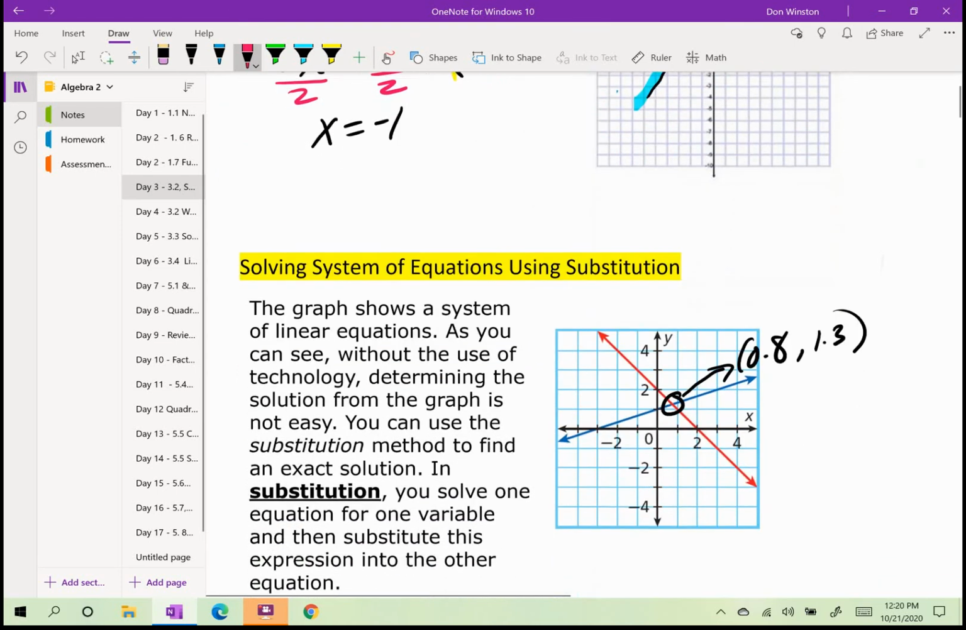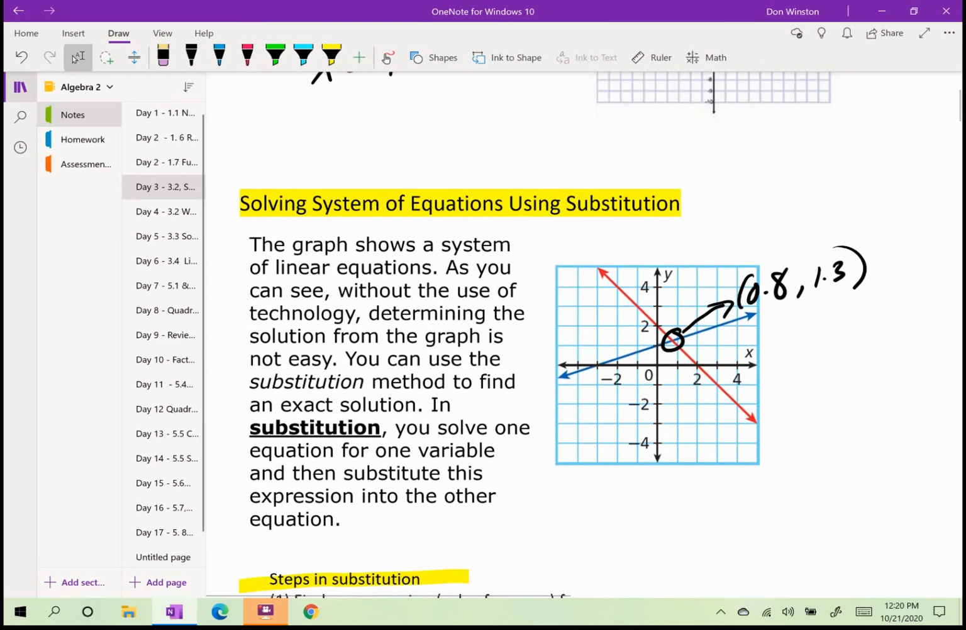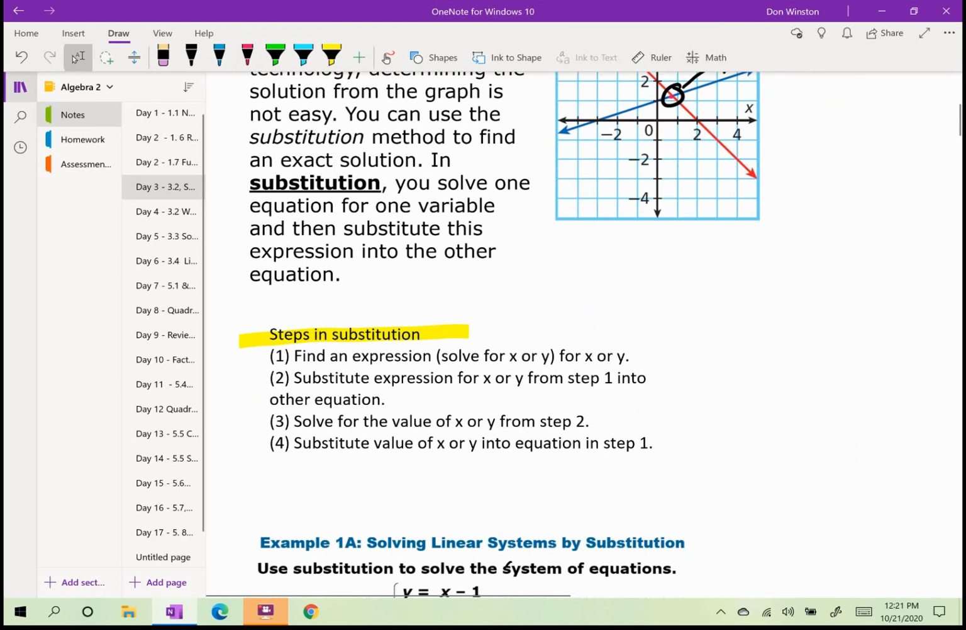All right. Now, solving a system of equations using substitution. The graph shows a system of linear equations. As you can see, without the use of technology, determining the solution from the graph is not easy. Why do they say it's not easy? Well, notice here that the intersection doesn't cross the grid lines. Okay, it looks to be about, x is about 0.8, and then y looks to be about 1.3. Now, we can use substitution, however, to find an exact solution rather than guessing. In substitution, you solve one equation for one variable, and then substitute this expression into the other equation.